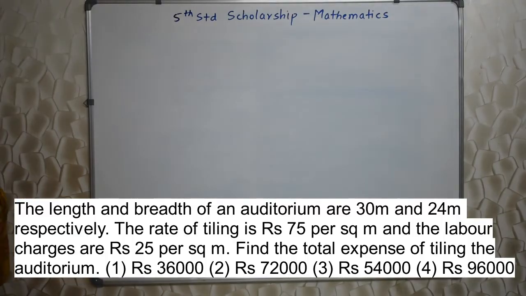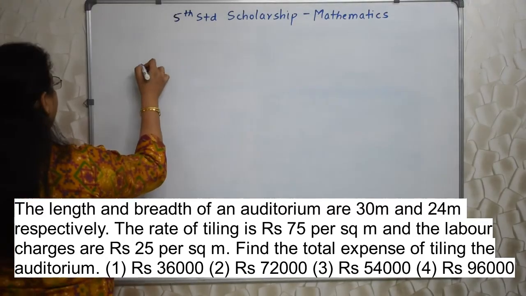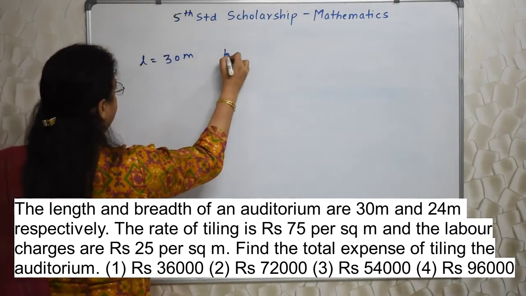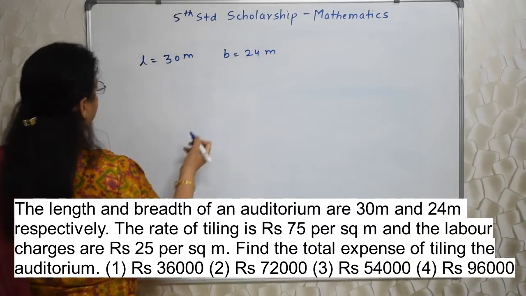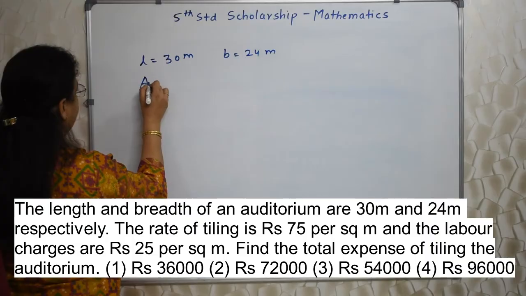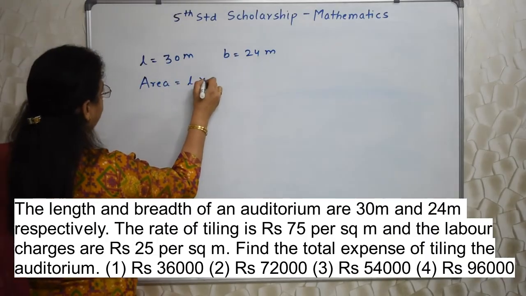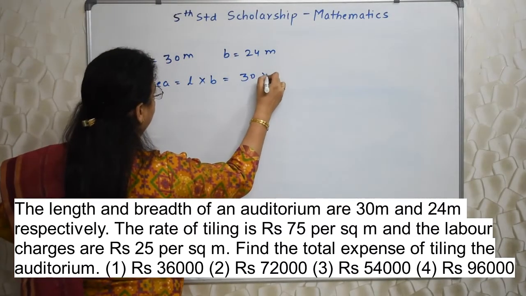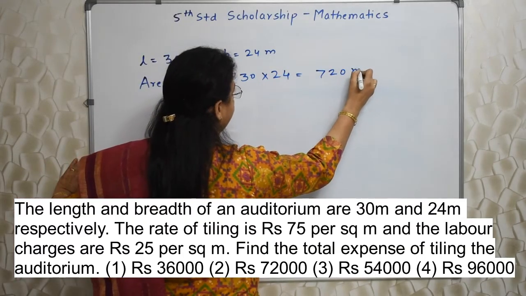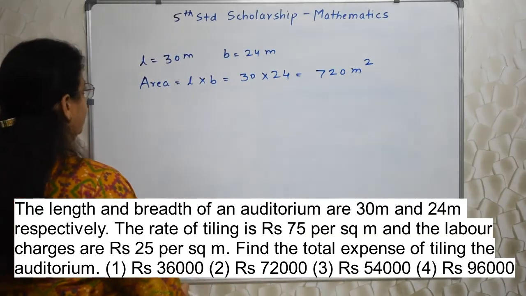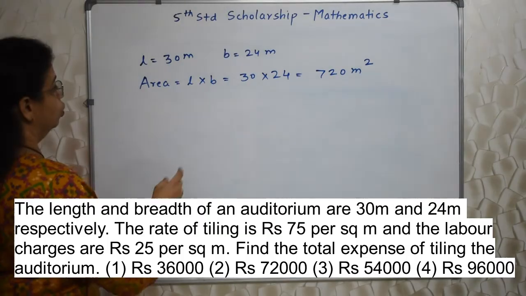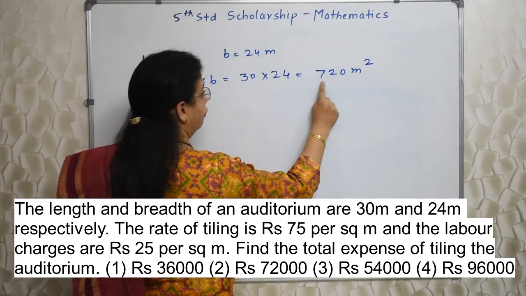Auditorium, what are the length and breadth? They have given length is 30 meter and breadth is 24 meter. This is in rectangular shape, right? Length and breadth. So how to find out area? Area is length into breadth. So 30 into 24. Please remember, area is always meter square. It is never meter. Centimeter square, meter square, basically unit square. So we need to do the tiling for this much area.